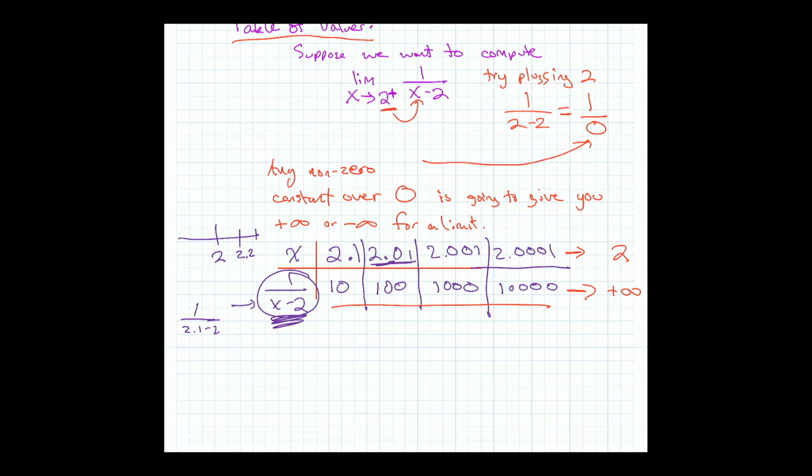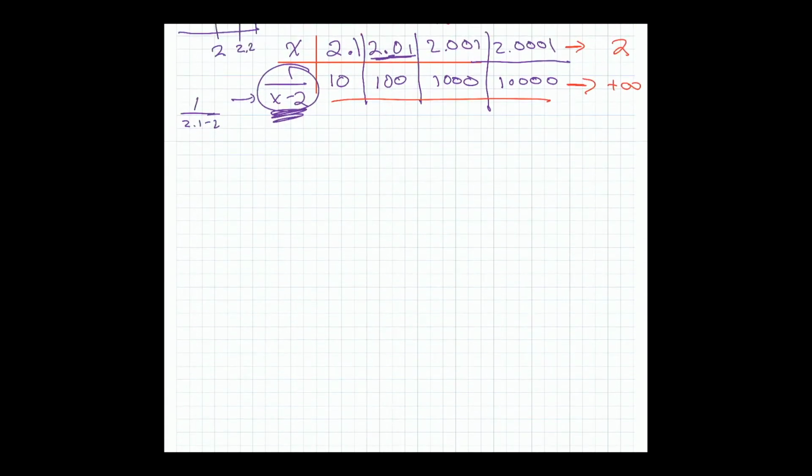Now, once you have that idea, you should recognize a 0 over 0 as giving you some kind of infinite limit. I just said 0 over 0, but I meant constant over 0. If you have a constant over 0, it's some kind of infinity. Now, let's look at that in a more complicated situation.